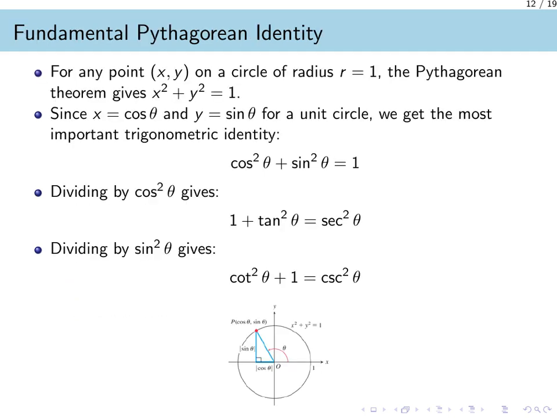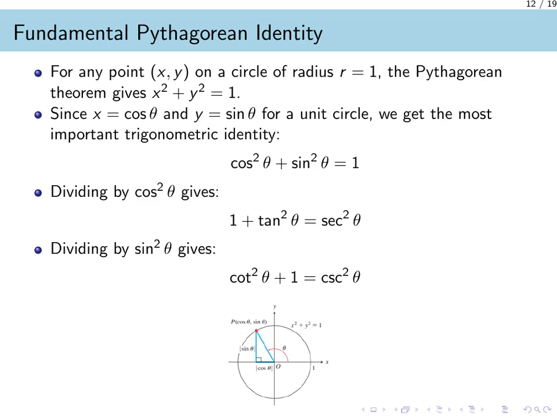Now I will show you how the simple Pythagorean theorem leads to the most fundamental identity in all of trigonometry. We begin with the equation for a unit circle, which is x squared plus y squared equals 1. Because we define the x-coordinate as the cosine of an angle theta and the y-coordinate as the sine of theta, we can substitute these directly into the circle's equation. This gives us the main identity: cosine squared of theta plus sine squared of theta equals 1.